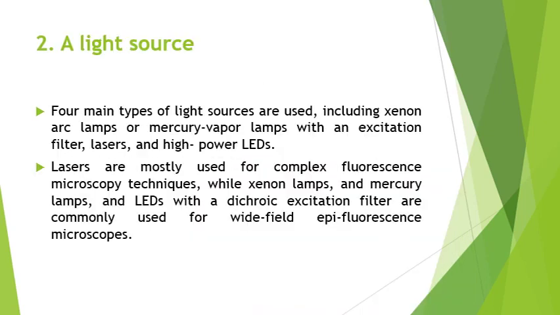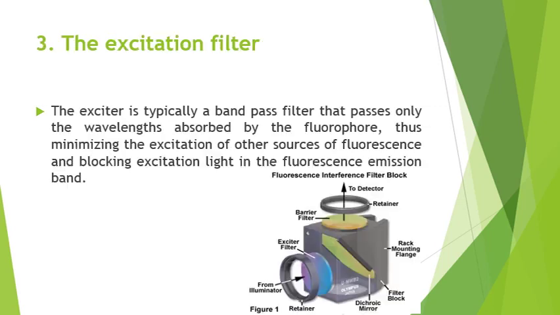A light source is a very necessary and important part of the fluorescence microscope. Four main types of light source are used, including xenon arc lamp or mercury vapor lamp with excitation filter, laser and high power LEDs. So here we have an excitation filter.